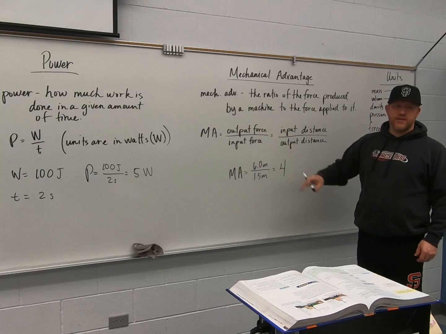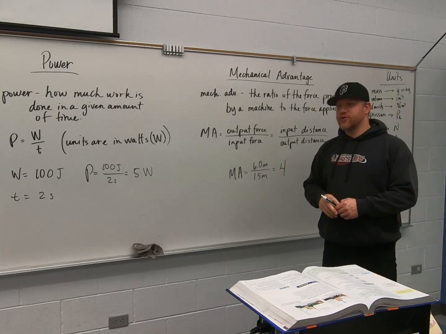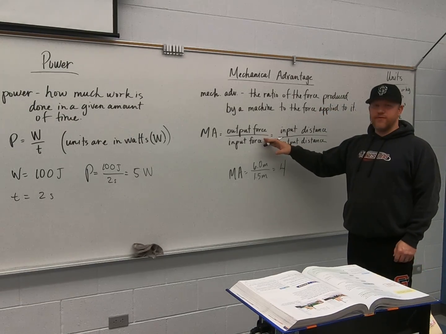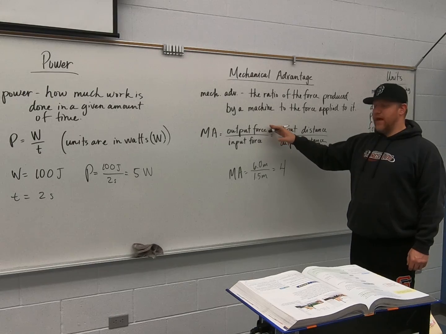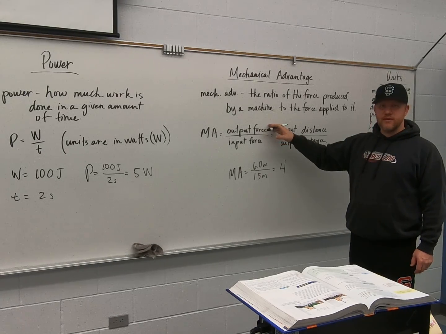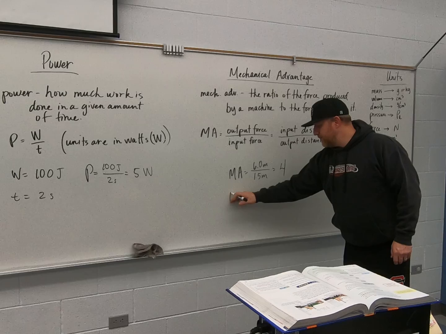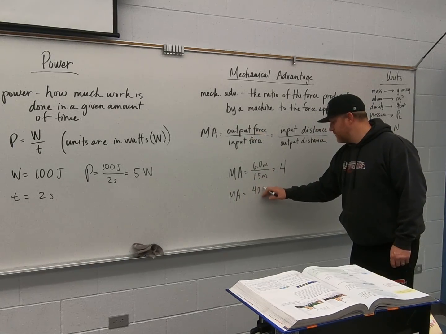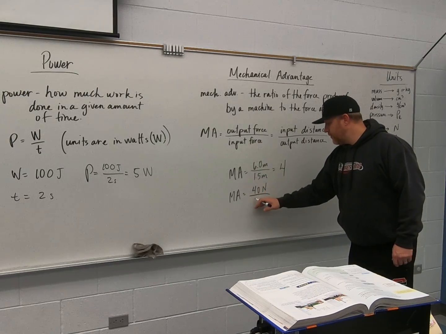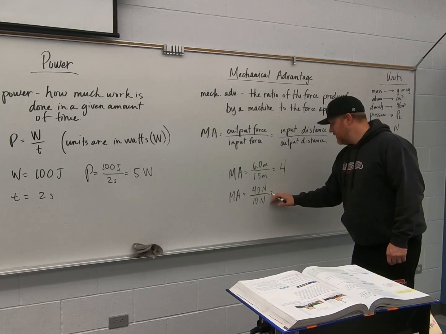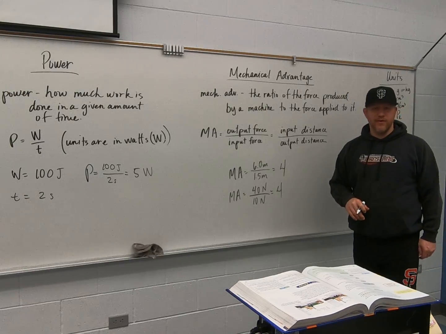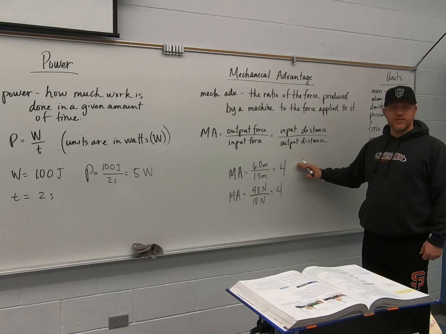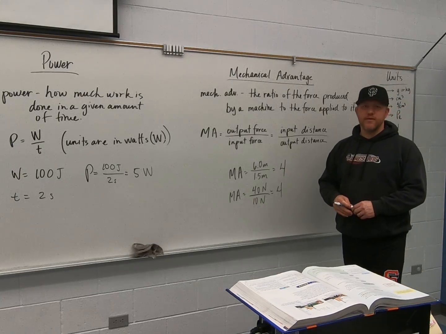In the case of force, if I had a screwdriver and I was applying 10 newtons of force, but the output was 40 newtons, I would have something like this. Output force was 40 newtons. Input force was only 10 newtons. That also gave me a mechanical advantage of 4. Now it's not always 4. And notice there's no units for mechanical advantage. It's just a number. The higher the number, the better the machine.